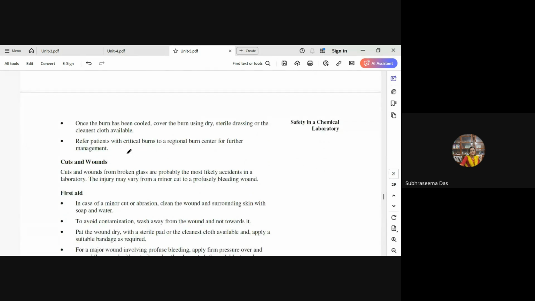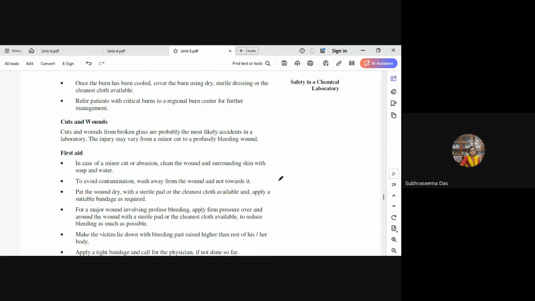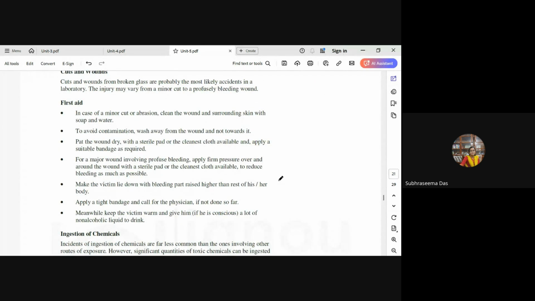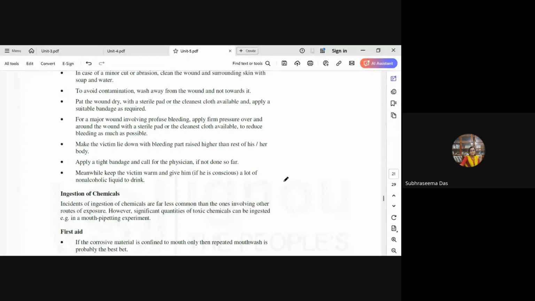Then cuts and wounds are very common, arising from glassware. This might lead to bleeding. In case of minor bleeding, the wound should be washed and then tapped with a dry pad. When we have a major wound, after washing it with water, we apply a tight bandage, and then we should consult a physician or a doctor.